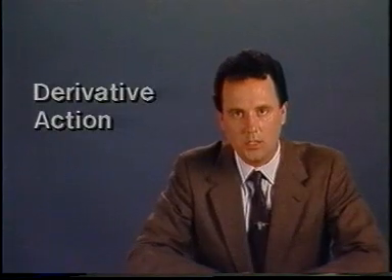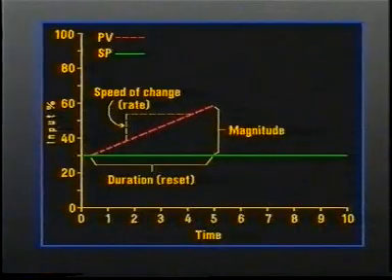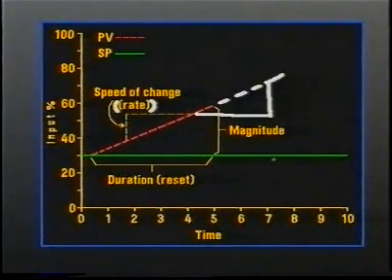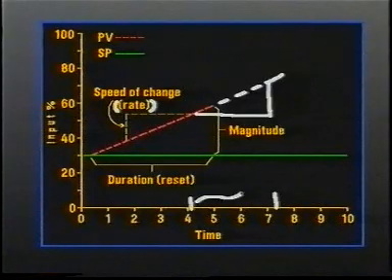Derivative action is so named because it looks at the current rate of change of the process error to derive what value that error will have at some future time if it continues to change at that rate. Using this projected value, a corrective control signal is produced to cause a change that anticipates and corrects for future errors. The length of time in minutes that the current rate is projected forward is called the derivative, or rate setting.